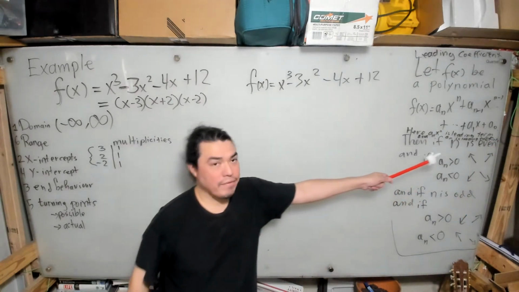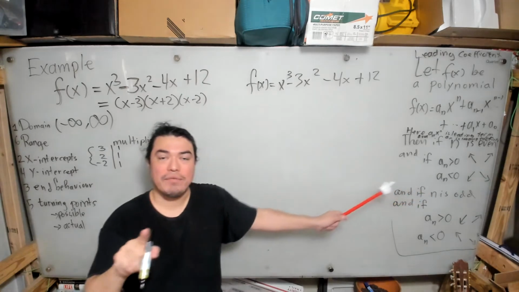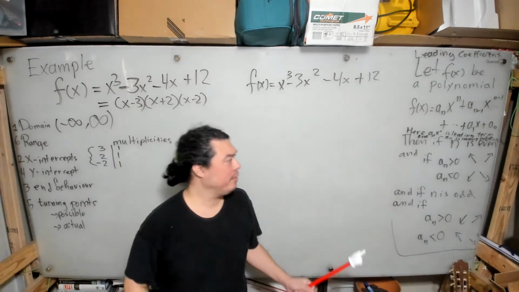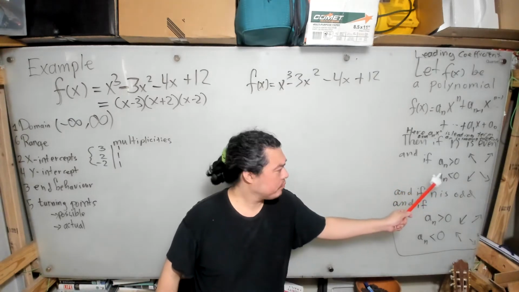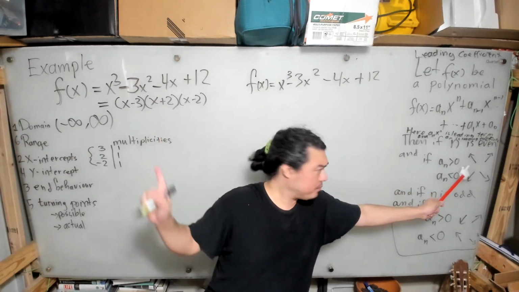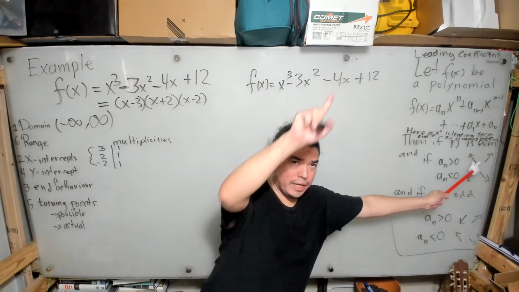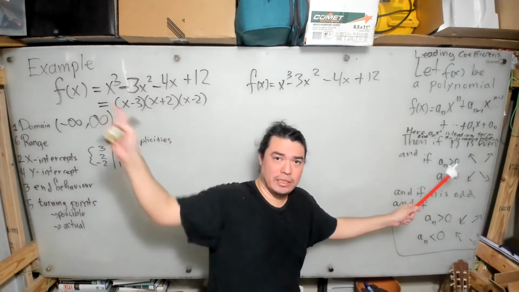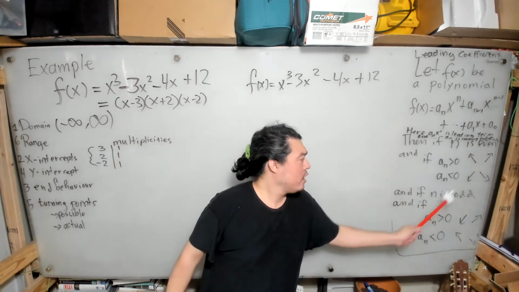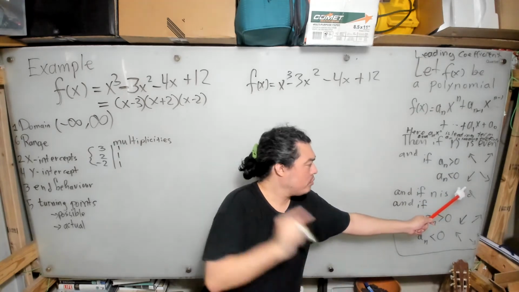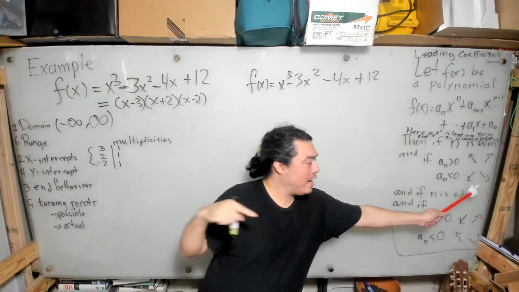But so then if n is even, what is that saying? If the degree of the polynomial is even, and if the leading coefficient is positive, then we will see it'll go up to the left and up to the right. Okay, that wasn't me dancing, by the way. But if the leading coefficient is negative, then it'll be down to the left and down to the right.